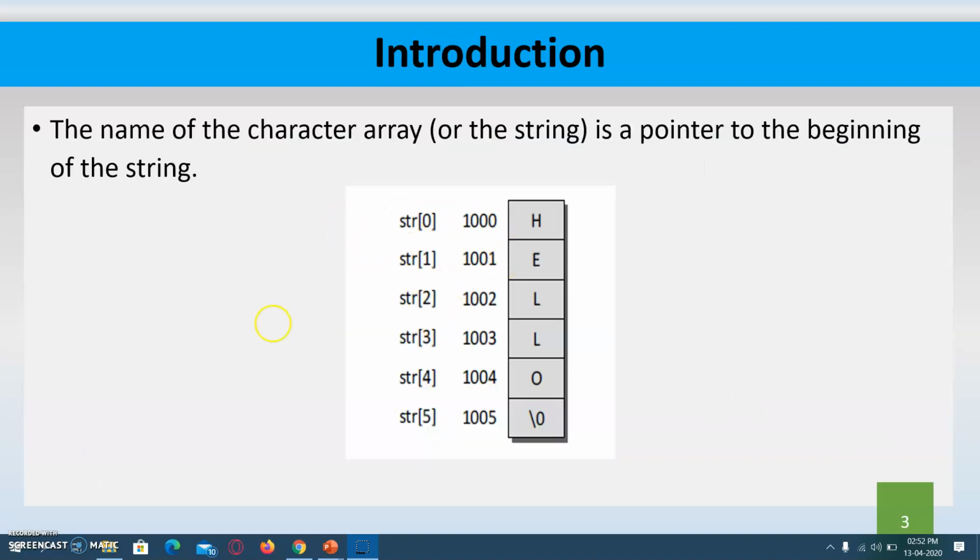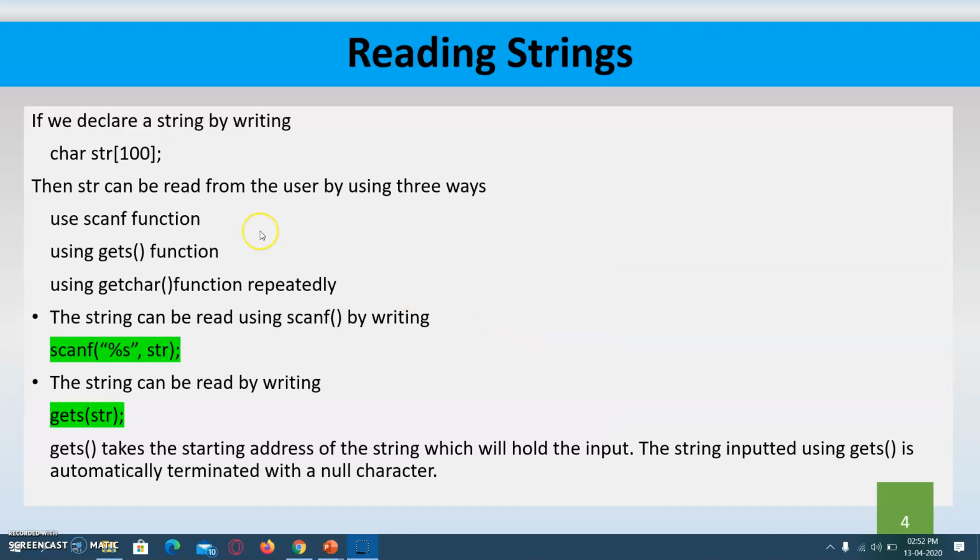Now we already put the string with the value hello. Now the string's zeroth element contains H, first element contains E, second element contains L, third element contains L, fourth element contains O, and the fifth element contains the null character. Now we already know how to declare the string. So here we declare the string a of 100 elements.